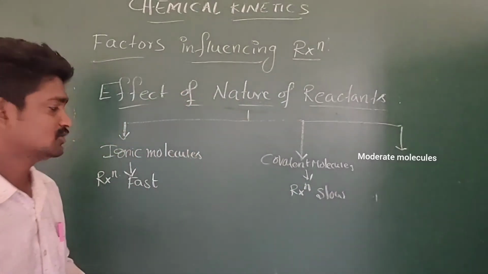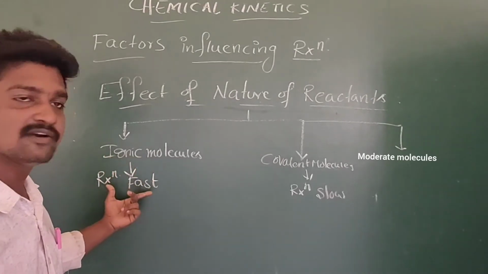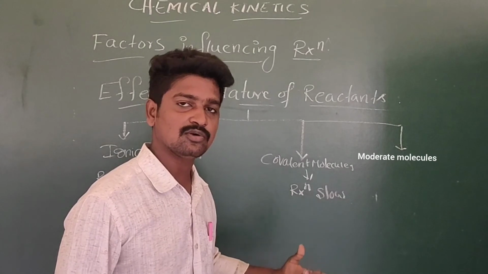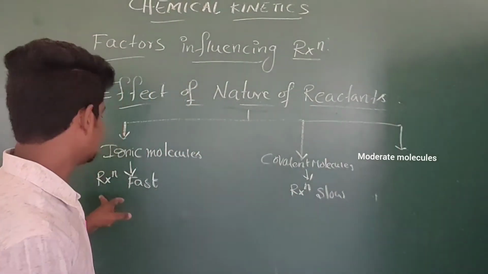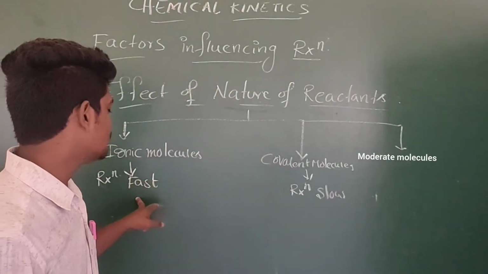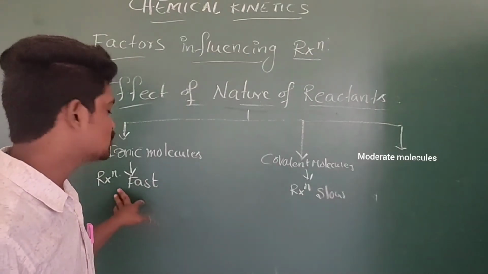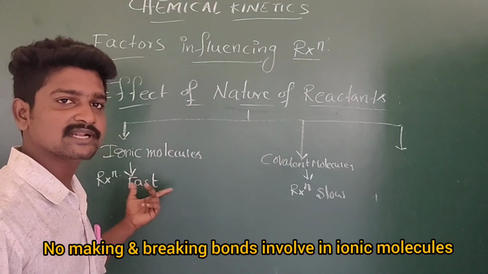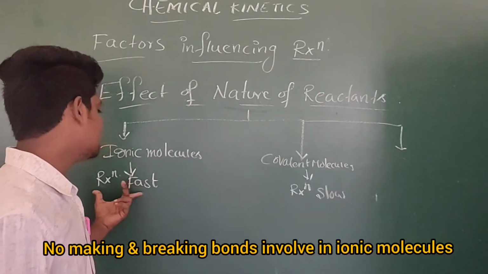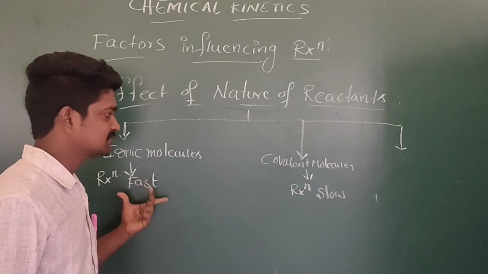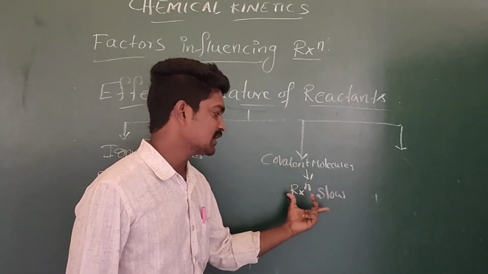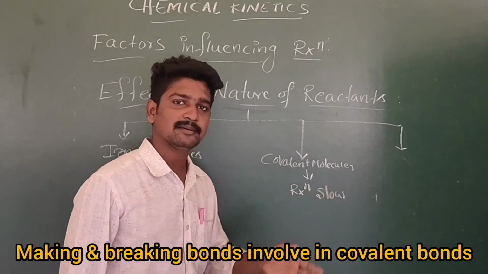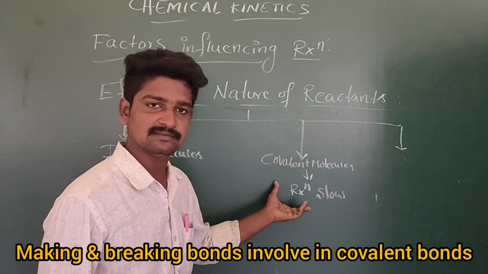So why in the ionic molecules is the rate of reaction fast? Why in covalent molecules is the rate of reaction slow? So listen once. In the ionic molecules, there is no making and breaking of bonds involved in the reaction. That's why the rate of reaction is very fast. In covalent molecules, the rate of reaction is slow. Why? Because there is making and breaking of bonds involved in the reaction.